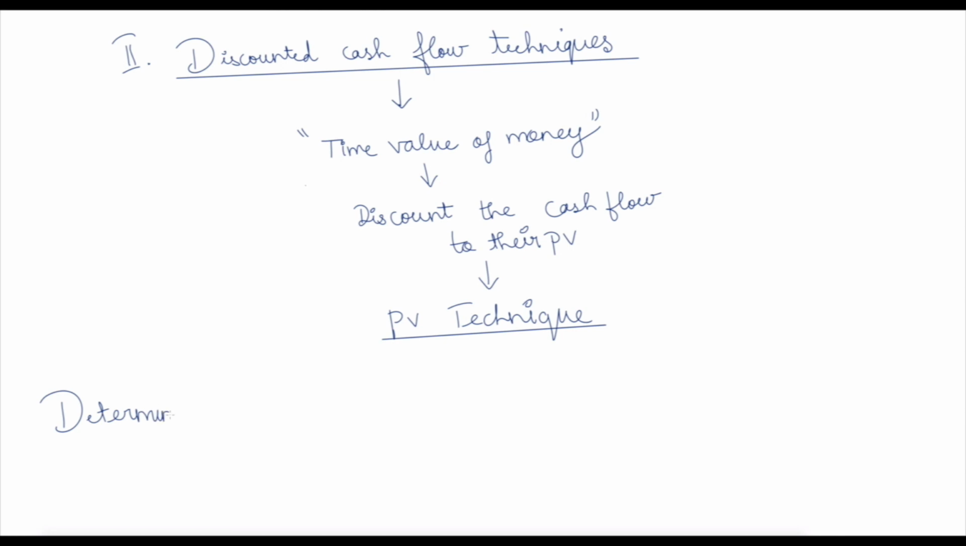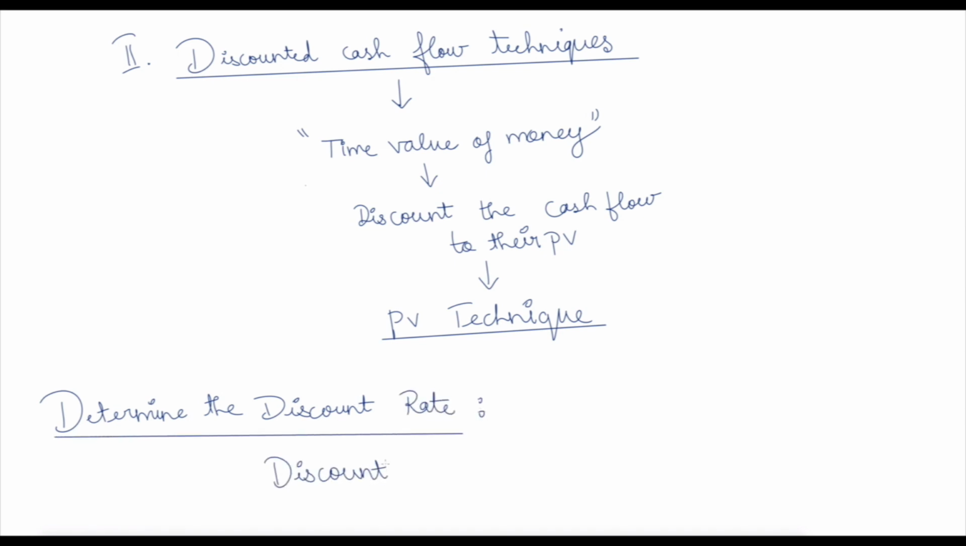Okay, before going into the methods under discounted cash flow technique, let us find how to determine this discount rate. Okay, so determination of the discount rate. So it is a simple formula, guys. It is nothing but 1 divided by (1 plus k) power t, where k is your cost of capital. So let me explain what is the cost of capital. Cost of capital is nothing but it is the weighted average cost of debt and equity of a company.